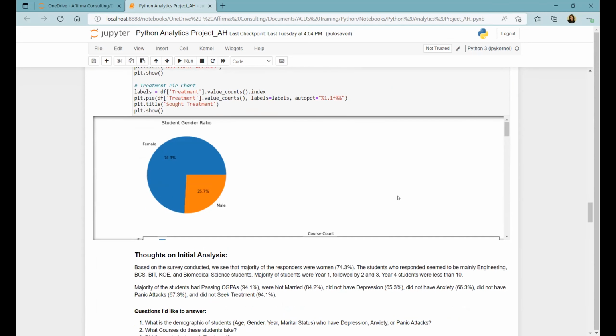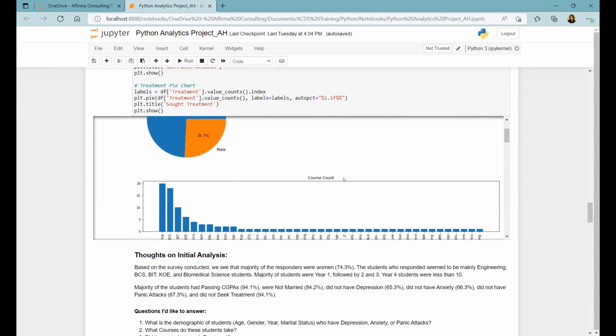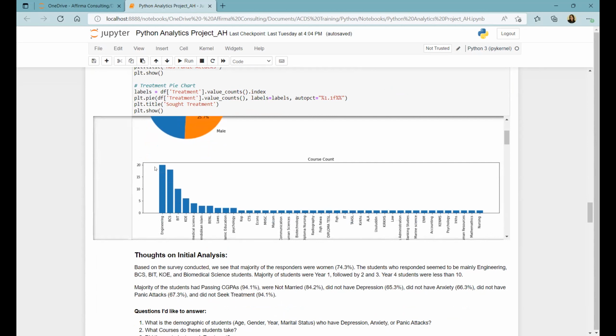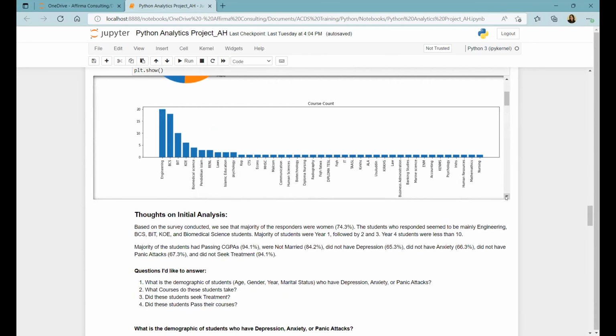Okay, so here we're just going to see what the data tells us. We see that in our gender ratio, we have a large percentage which are female as opposed to male. And these are just people who answered the survey, so this might not be a very good representation of the population at whatever college this survey was given out to.